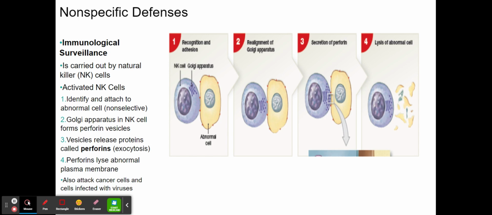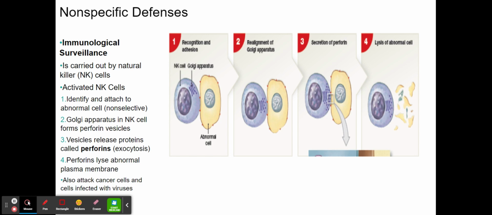NK cells respond much more rapidly than T cells or B cells. The activation of T cells and B cells involves a complex, time-consuming sequence of events. NK cells respond immediately on contact with the abnormal cells. So let's talk about some of the process of NK activation here.